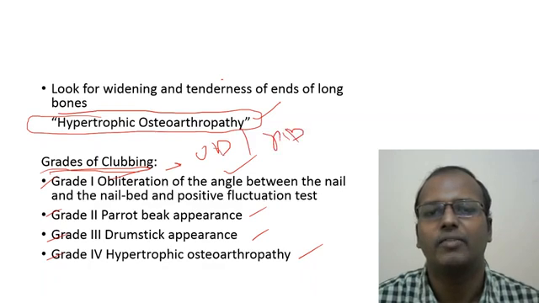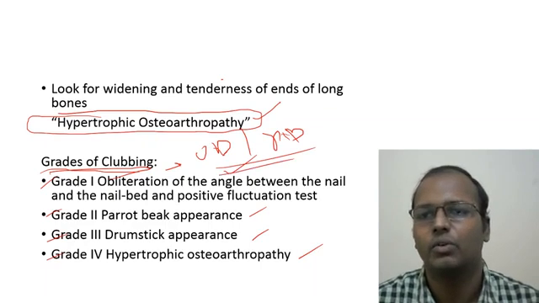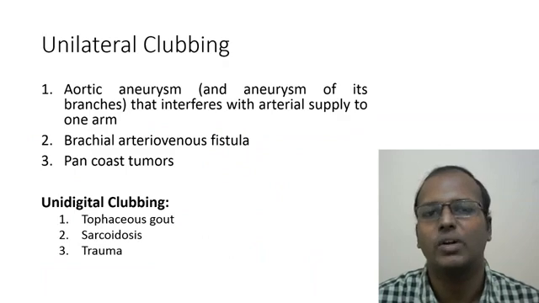Unidigital means single finger, or pan digital, and you also have to mention the grade. So what are the causes of unilateral clubbing? One side only can be due to aortic aneurysm, brachial arteriovenous fistula, and Pancoast tumors.